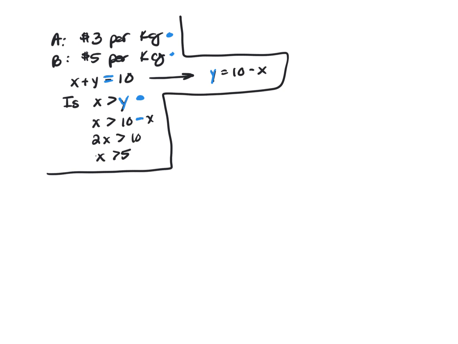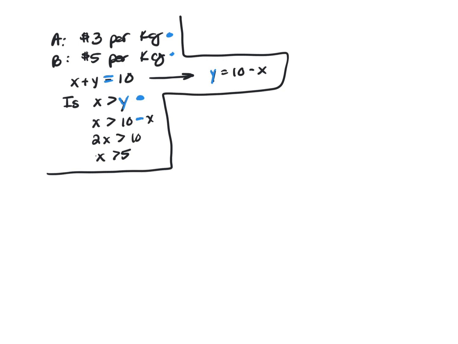So what's in black, except when I've rewritten something in blue, that's what's given. We're trying to figure out, is X greater than Y? Or we can look at it as, is X greater than 5? Well, X is greater than 5.